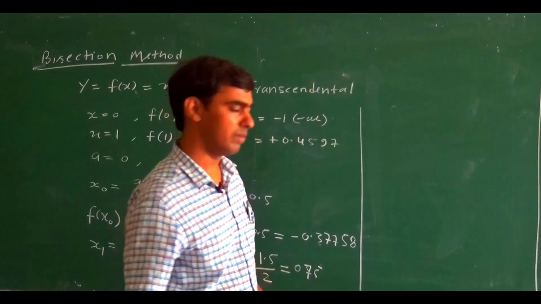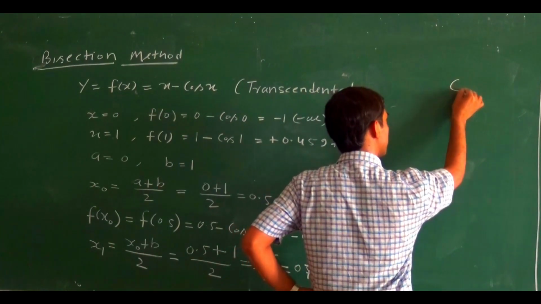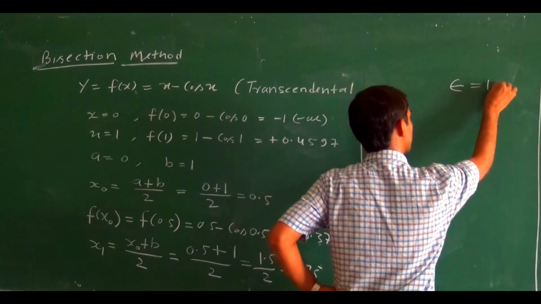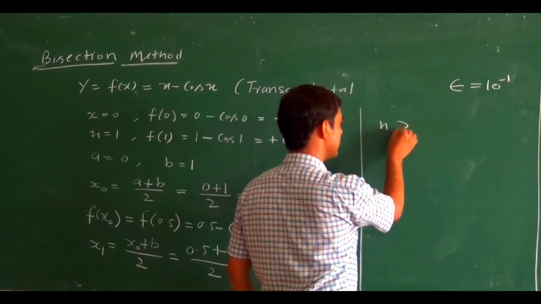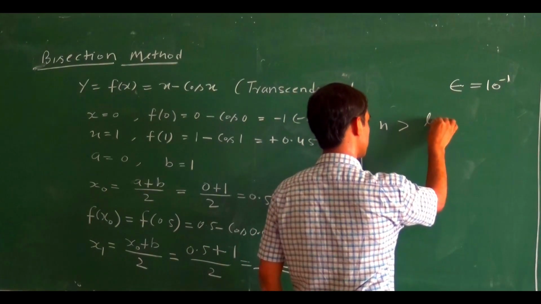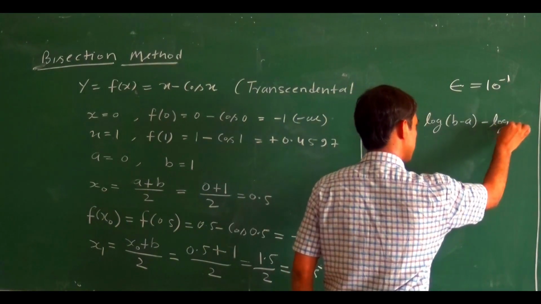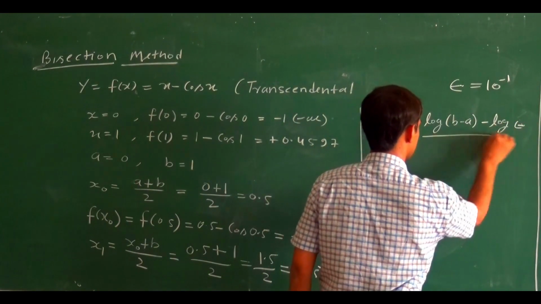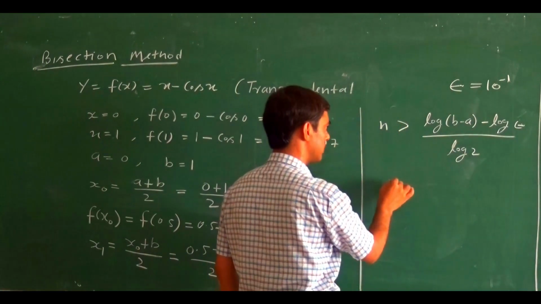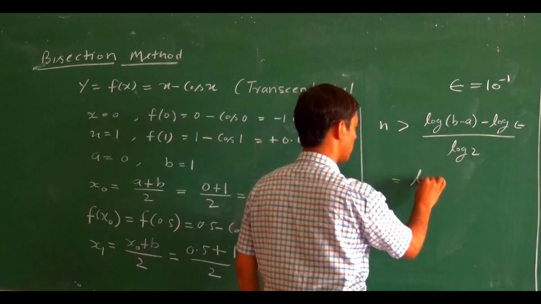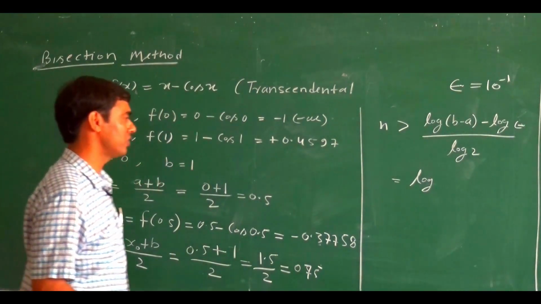Now again, if we try to find the solution correct up to 1 decimal place, then what is the value of EPS? The value of EPS is 10 to the power minus 1. So what is the value of n? n must be greater than (log(b minus a) minus log EPS) divided by log 2. What are the values of a and b here? The values of a and b are 0 and 1.